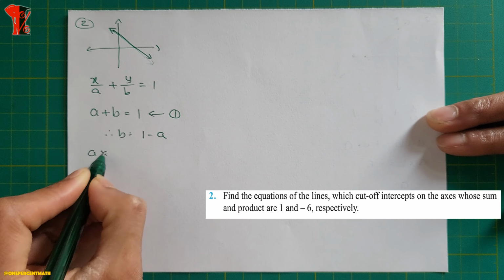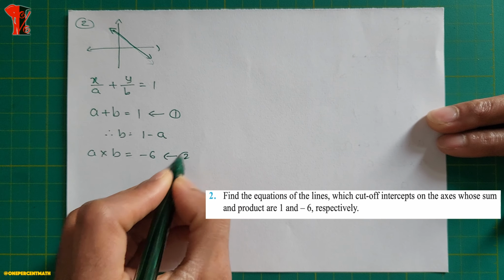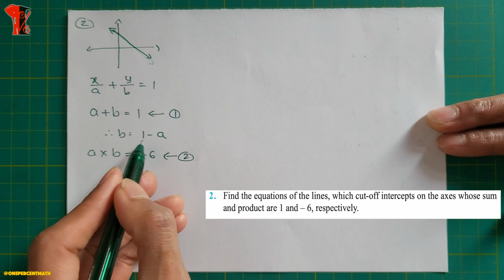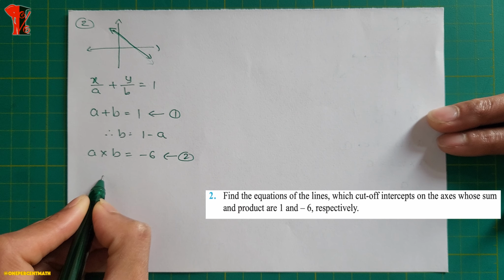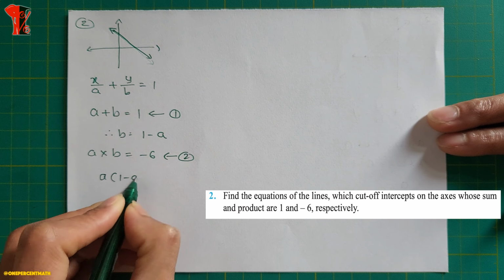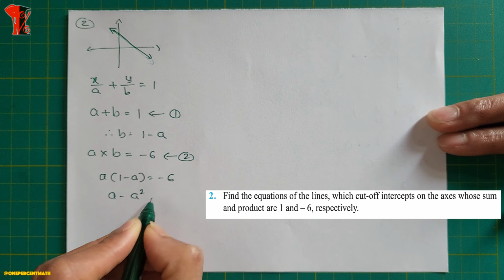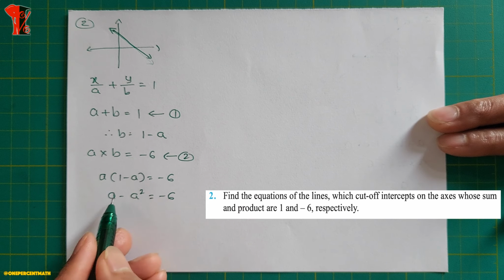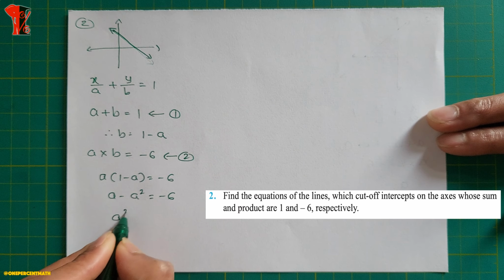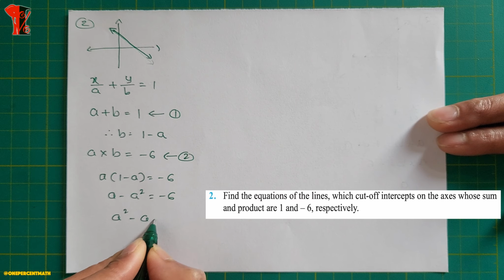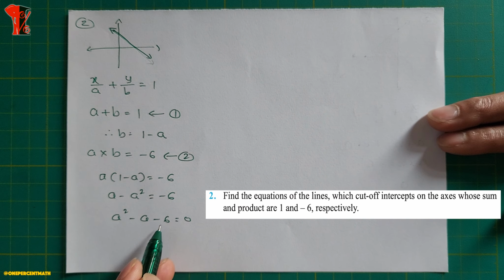Then the product of the intercepts is minus 6, so it is our equation number 2. From equation number 1 we got b as 1 minus a. We replace b here with 1 minus a. When we do that, we get a into (1 minus a) is equal to minus 6. If you open the bracket, a minus a square is equal to minus 6. It looks like a quadratic equation, so I rearrange it: a square minus a minus 6 is equal to 0. The sum should be minus 1 and the product is minus 6.